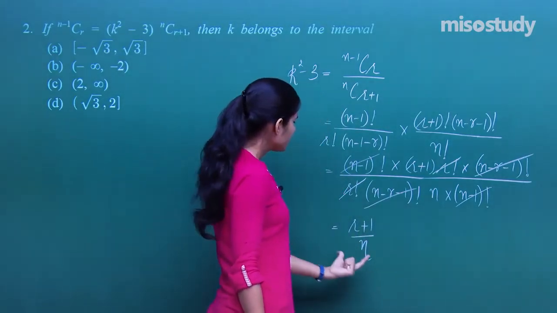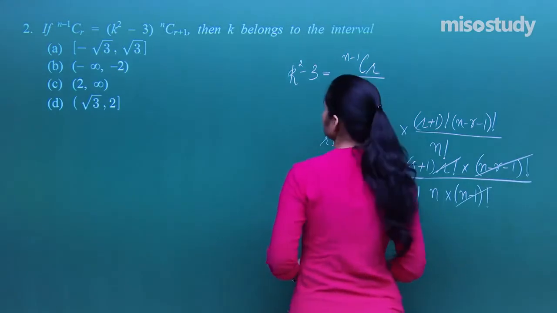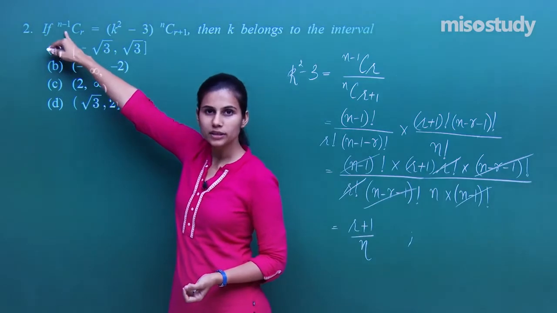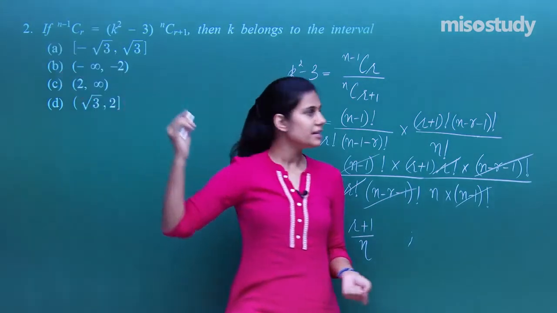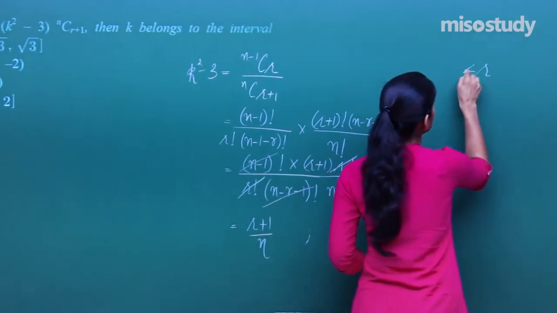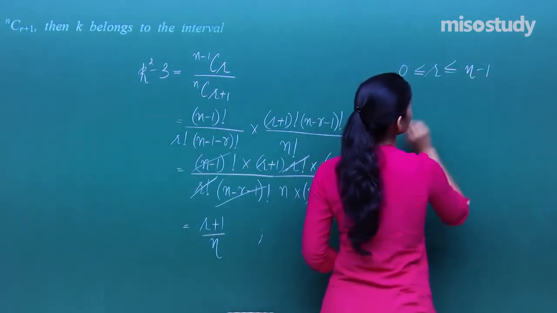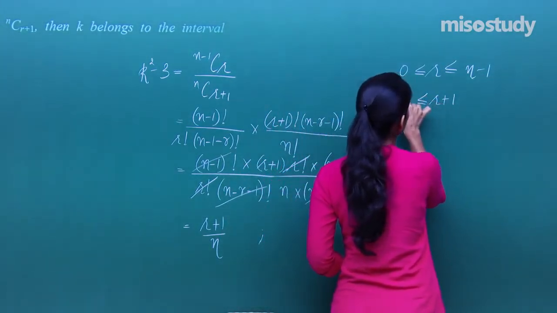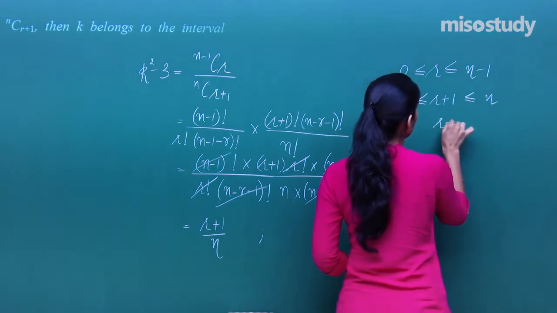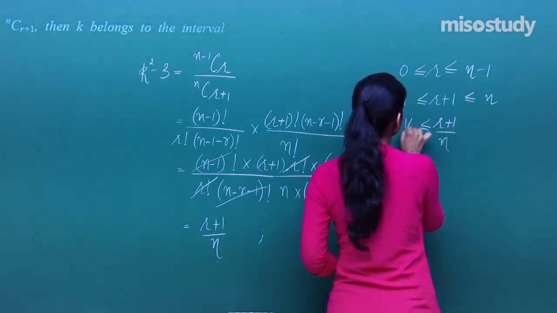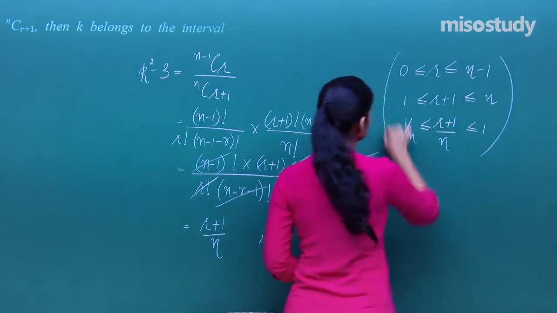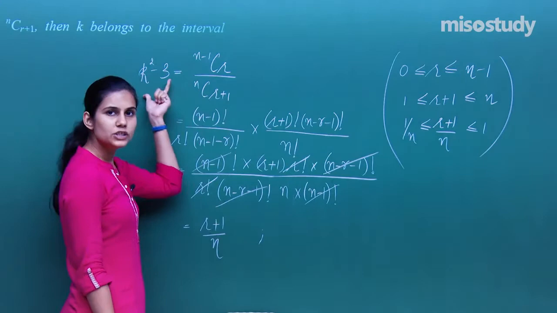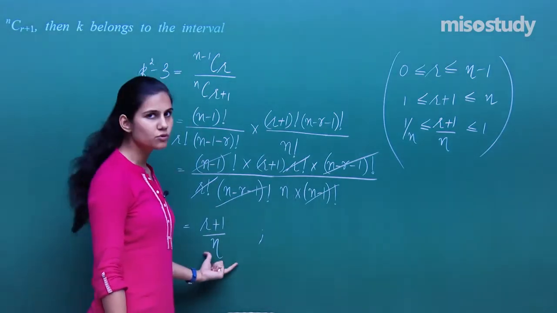So you get k² − 3 = (r+1)/n. Now what is this r? r is ranging from 0 to n−1, greater than or equal to 0, less than or equal to n−1. So what about r+1? r+1 will be ranging from 1 to n, and therefore (r+1)/n will be ranging from 1/n to 1. Clear? The moment you get this, you have got the range for k² − 3 itself, because that is what is equal to (r+1)/n.